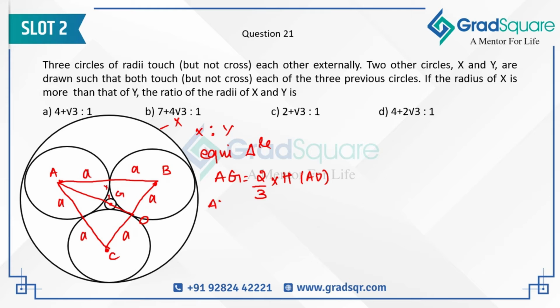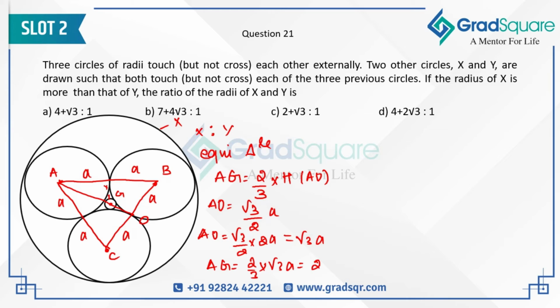Now AO is nothing but height of an equilateral triangle, which is given by the formula √3/2 into side. So AO is equal to √3/2 times of side, which is 2a, which is √3a. So that makes AG to be 2/3 of √3a, which will give me 2a/√3. Now I have to find the radius of x and y and the ratio between these two radii.